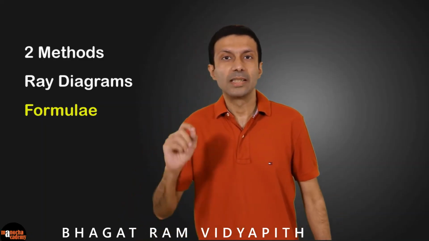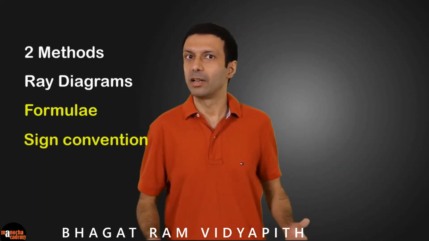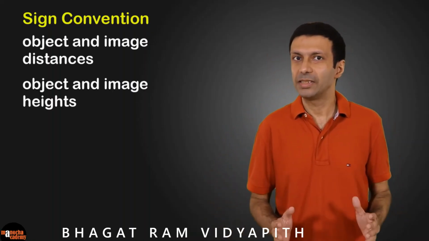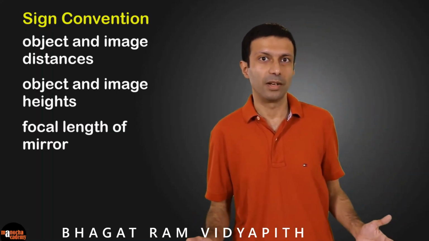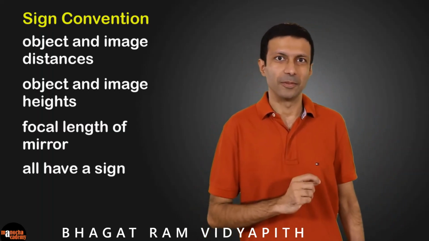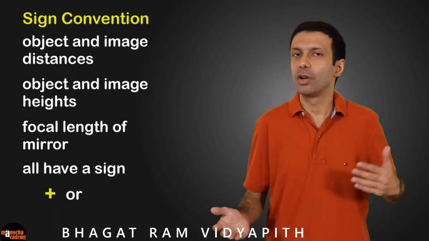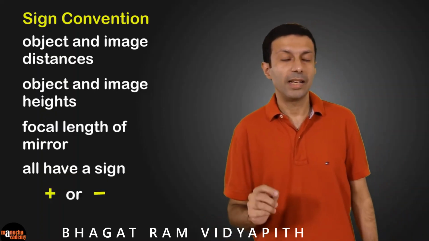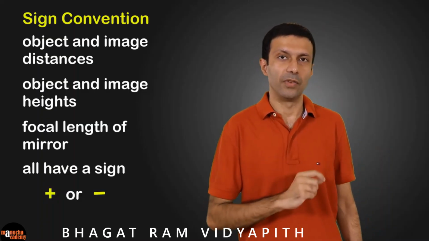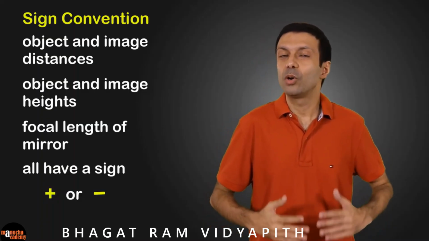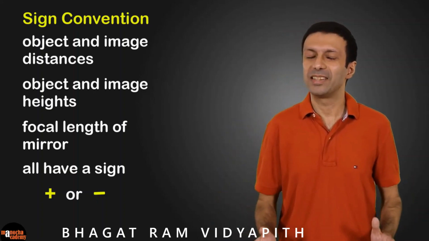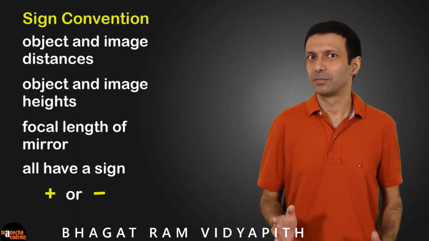But before we look at the formulae, we need to know the sign convention for spherical mirrors. According to the sign convention, the object and image distances, the object and image heights, and the focal length of the mirror, they all have a sign, positive or negative. The sign is decided by the sign convention. Let me show you a very simple way to understand the sign convention.